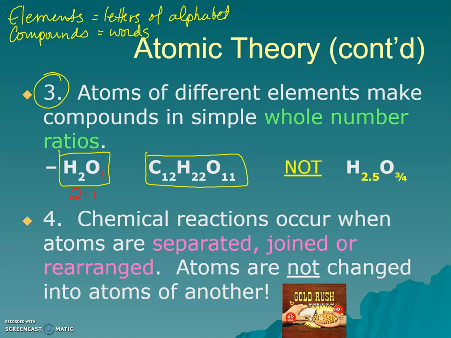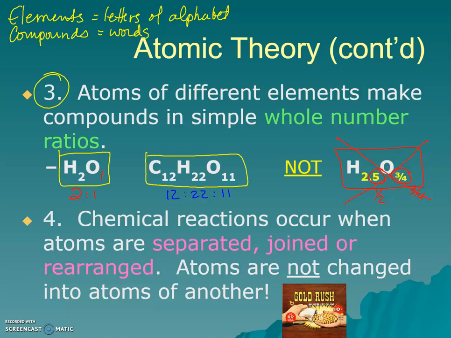Okay, C12H22O11, that's sucrose, that's your sugar. That's going to be a 12 to 22 to 11 ratio. Again, all whole numbers. You know what you're not going to see? You're not going to see H2.5O3 because if things are indivisible, you can't have half of a hydrogen and you can't have 3/4 of an oxygen. That's just not going to work.